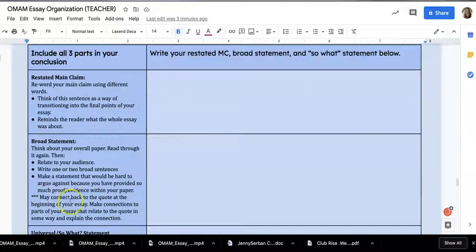to connect back to the quote at the beginning of your essay. Or if you did something else besides a quote at the beginning of your essay, that you connect back to whatever you did in your introduction in some way. And here is where you make connections to the parts of your essay that relate to that quote in some way, and then you explain the connection. So I'll show you how I did that in my example.